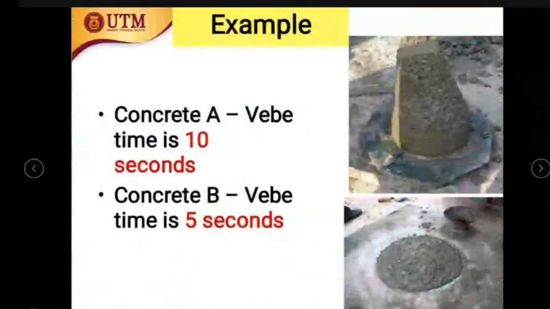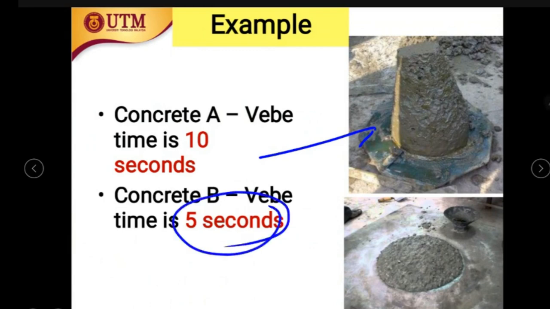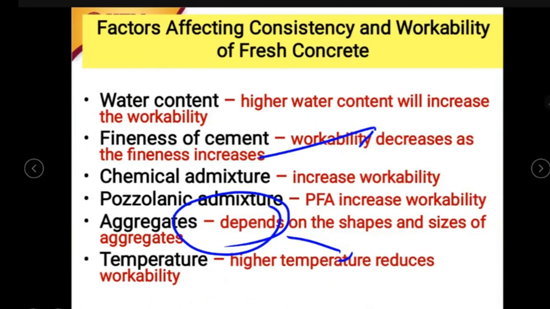Okay. So this is the example, the picture. So this is the slump test. If the VB time is about 10 seconds, you will get a concrete which is very dry. The slump also is very small. But with the VB time at 5 seconds or less, normally your concrete has a very good workability. Okay, so that is that indication, right?